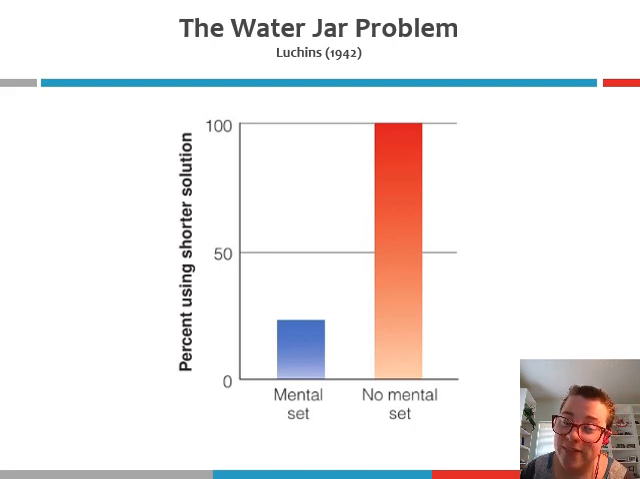So again, what this illustrates is that prior experience or having used a solution to a particular problem in the past, right, can make us less able to find and utilize simpler solutions in the future. Right? So again, just like with functional fixedness, mental set shows us that prior experience can sometimes impede effective or efficient problem solving.